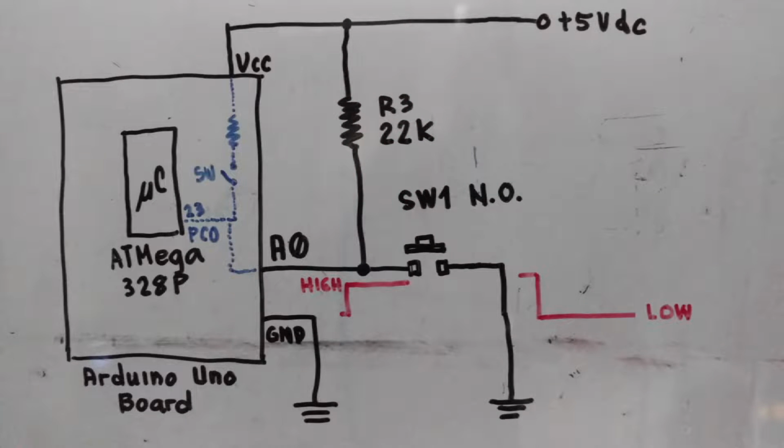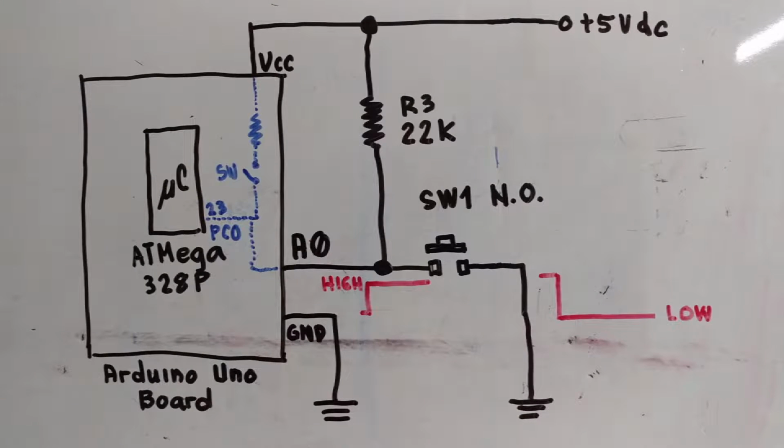For the time being, for my purpose, I'm going to make use of an external pull-up resistor R3, which is 22 kilo ohms. When I'm not pressing SW1, which is a normally open switch, the initial state at bit port A0 is high. The reason is that bit port A0 is tied to R3, which is pulled up to +5 VDC. That means it is high, or plus 5 volts.